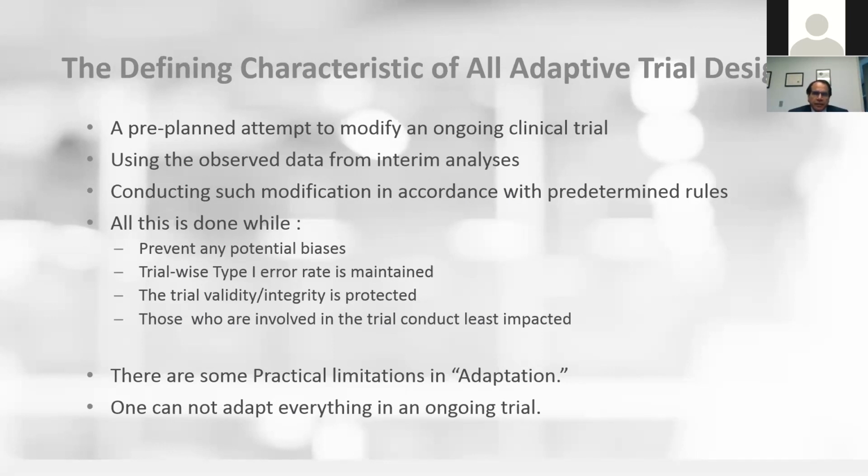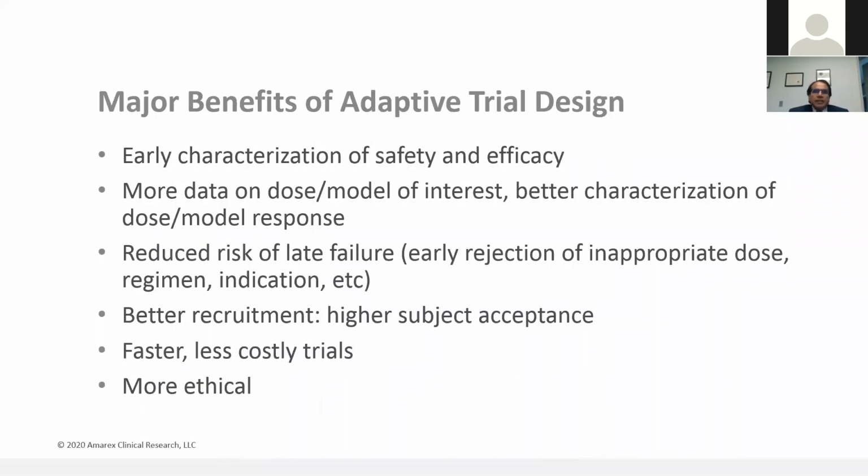As I said earlier, there are certain factors that you can modify in adaptive trial design. There are certain factors that you cannot. What is the major benefit of any adaptive trial design? The main benefit is really early characterization of the efficacy in particular, and safety.